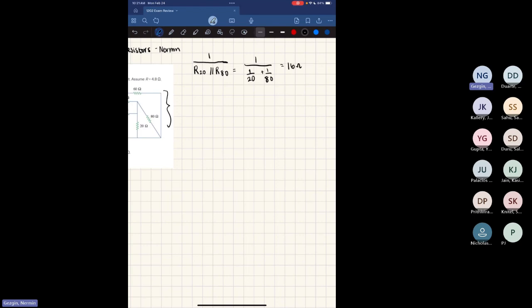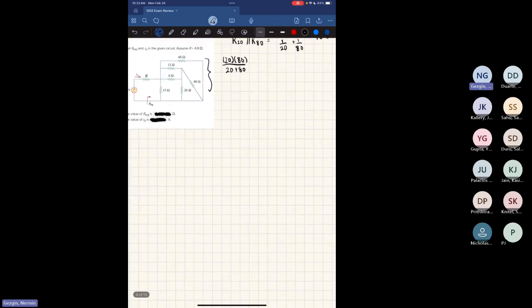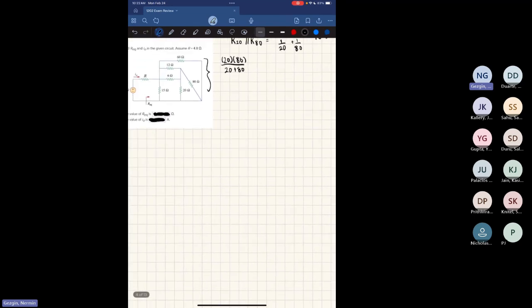If you are on a time crunch and if you're trying to plug this into your calculator, I think it's easier to just do 20 times 80 over 20 plus 80 for these parallel ones, just because it's faster and it's a more foolproof way of putting this into your calculator so you don't accidentally make a mistake. So now that we got the equivalent resistance for these two resistors here, let's go ahead and redraw this circuit just so it's easier to visualize what we have.